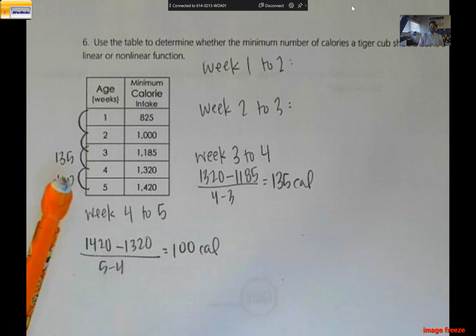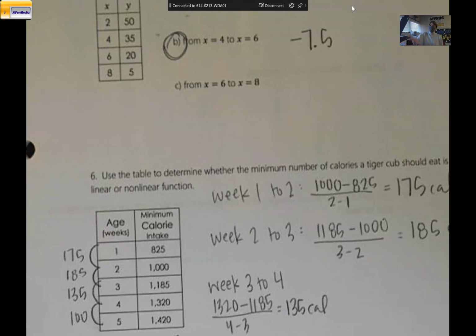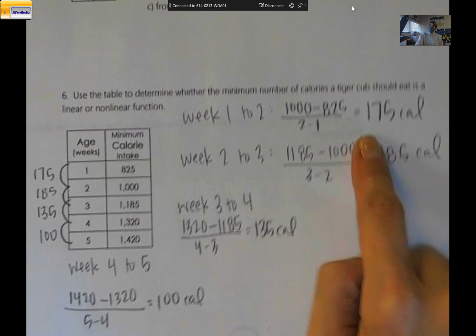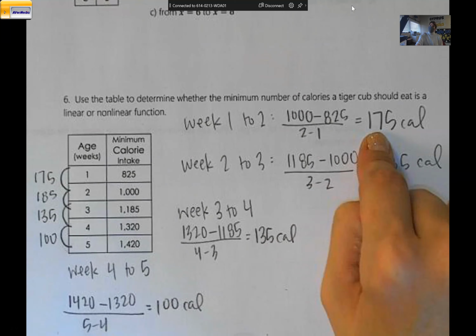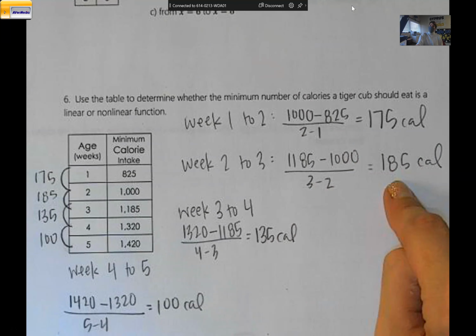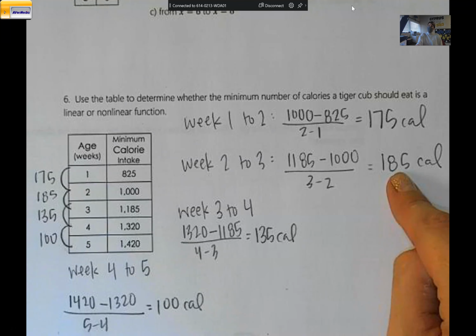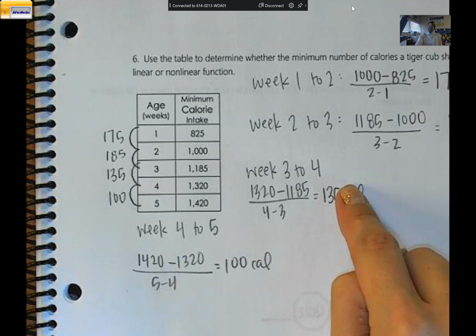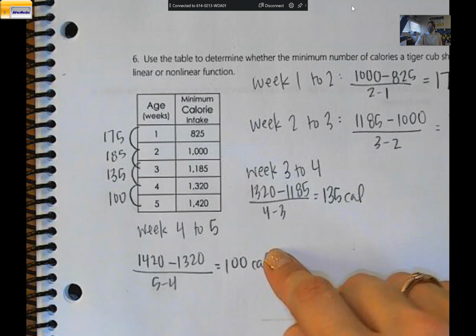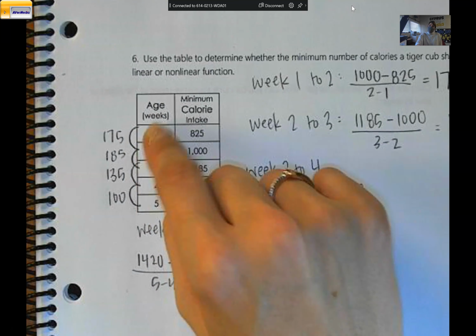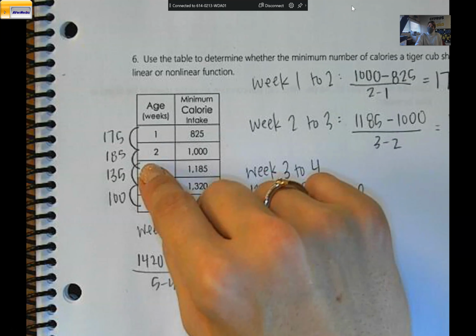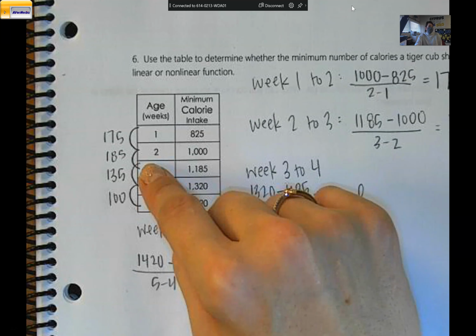Week 2 to 3. So from week 1 to 2, it increased by 175, but then 2 to 3, it increased by 185, then 135, then 100. So week 2 to 3 had the biggest change in calories. You're okay?